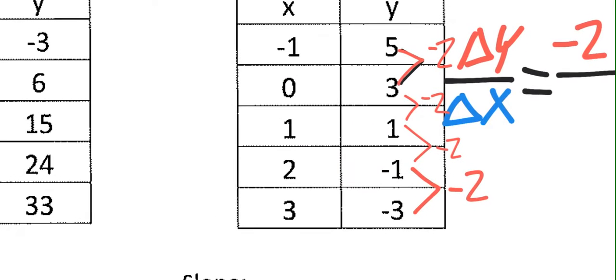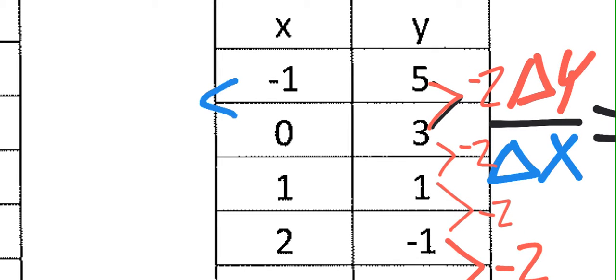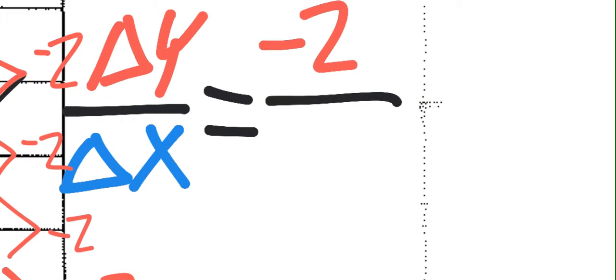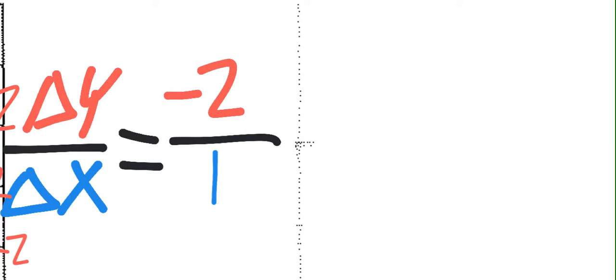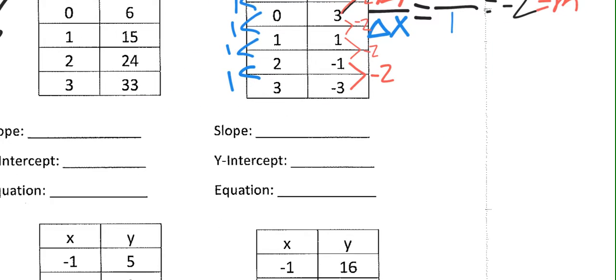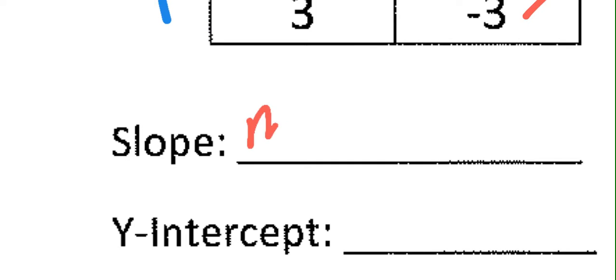Now for the change of x. From -1 to 0, up by 1, up by 1, up by 1, and up by 1. So my change of x is going to be 1. Negative 2 divided by 1 is going to be negative 2. So there is going to be my slope of negative 2. So I'm going to write this down here. My slope is negative 2.